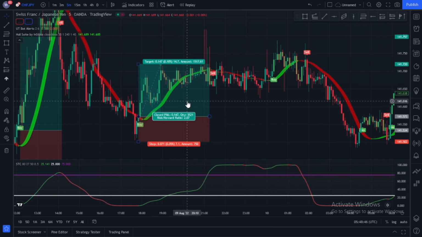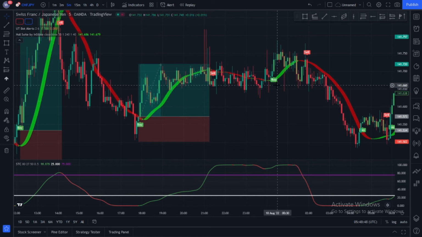In these areas, there is a range chart and two signals are given. But when we check, I see that the STC indicator did not meet the condition. The top of the purple line is in the form of a straight line, and the green and red colors are both irregular. So we do not trade in these areas.